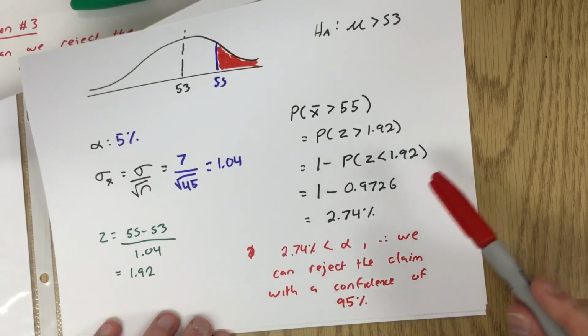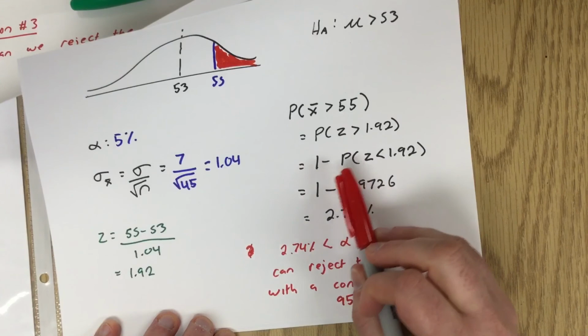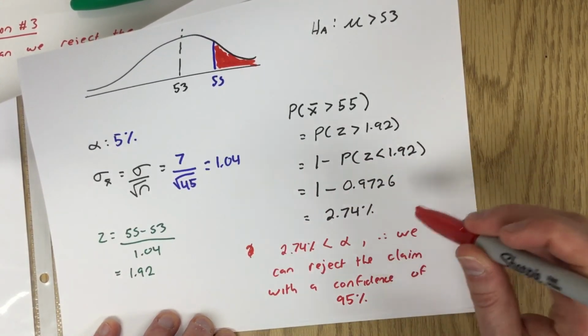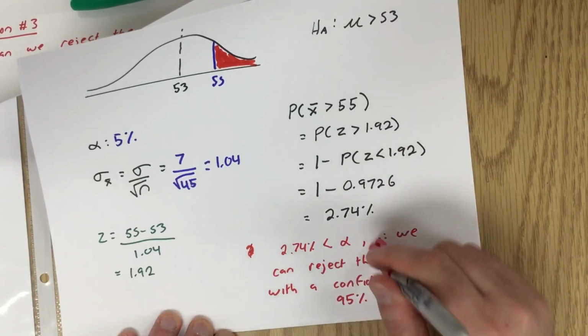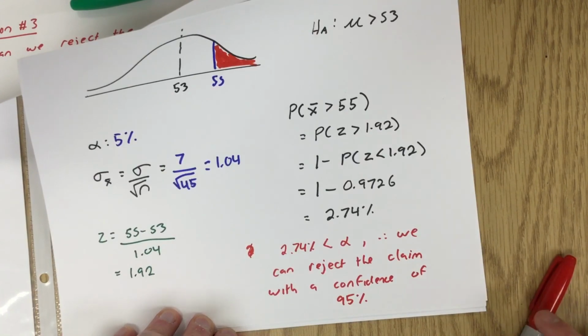Just to recap, in case I went off the screen: the probability that z is bigger than 1.92 is 1 minus the probability that z is less than 1.92, which is 1 minus 0.9726, or 2.74%, which is less than the 5%, which means that we can reject it with a confidence of 95%.